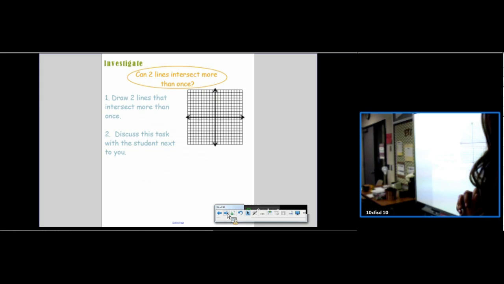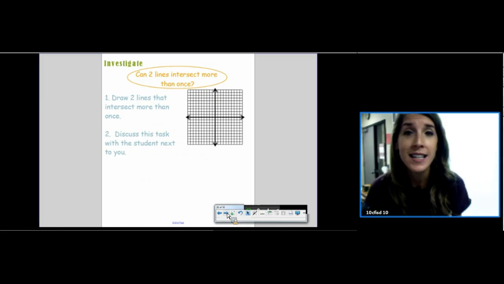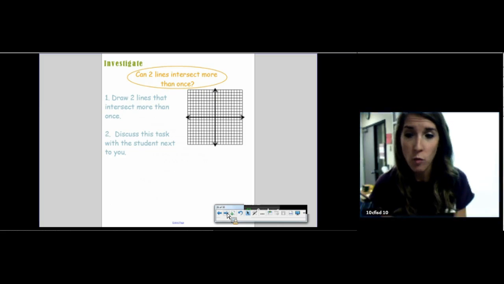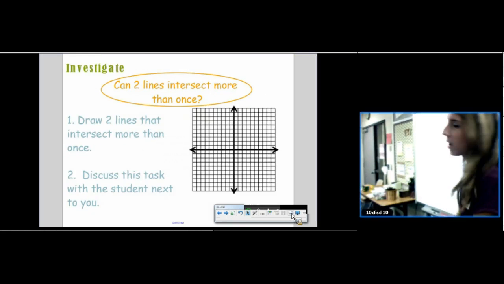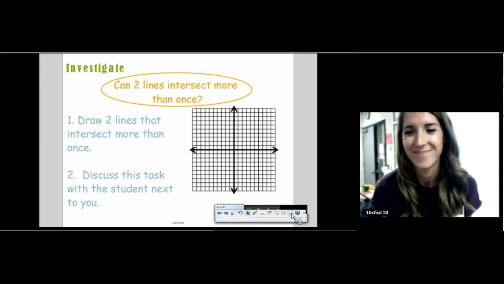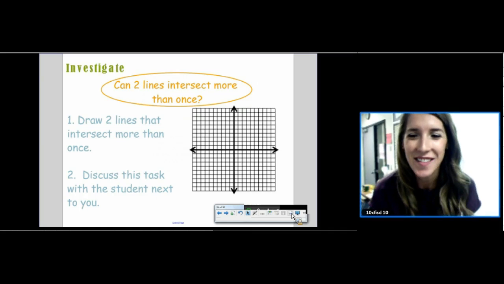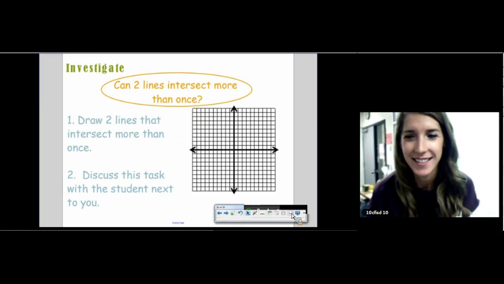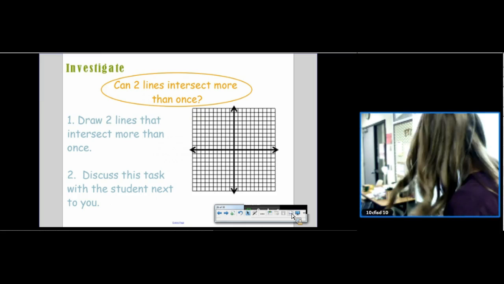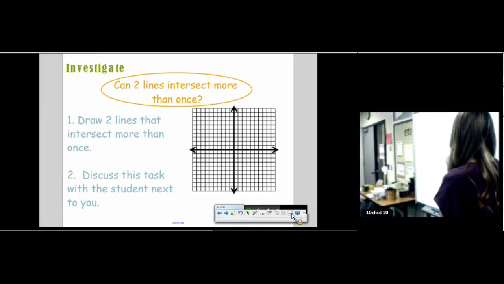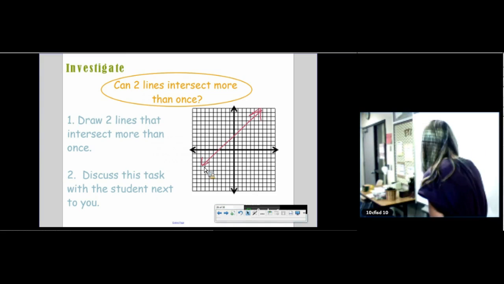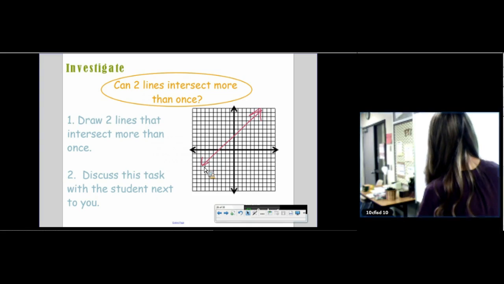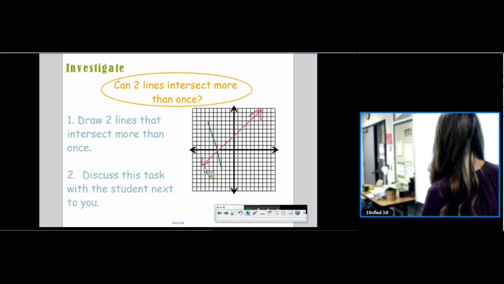Now on your paper, draw two lines and make sure they intersect more than once. Miss Stanton loves giving you impossible tasks. You can't do it, right? You could just try your heart out. You could sit here forever and be like, okay, I drew a line. Okay, now I'm going to draw another one. Okay, he's going to hit him there, and then, oh, he's never going to see him again.